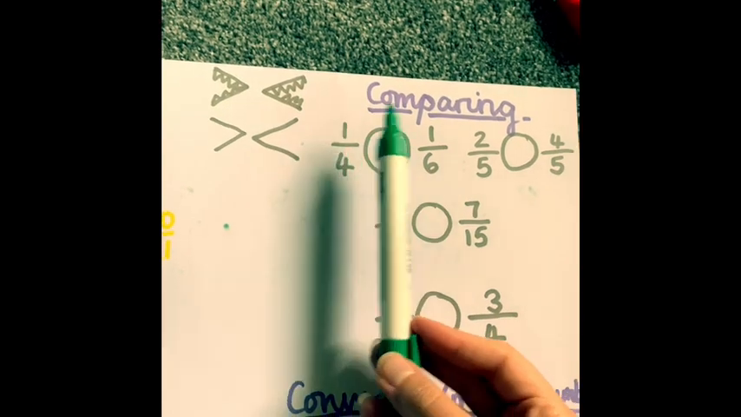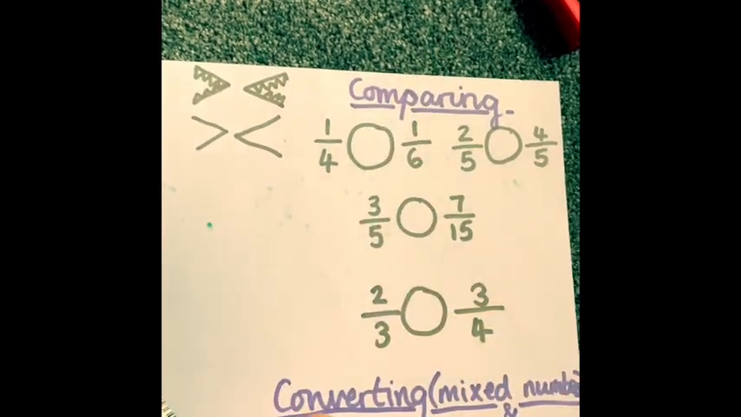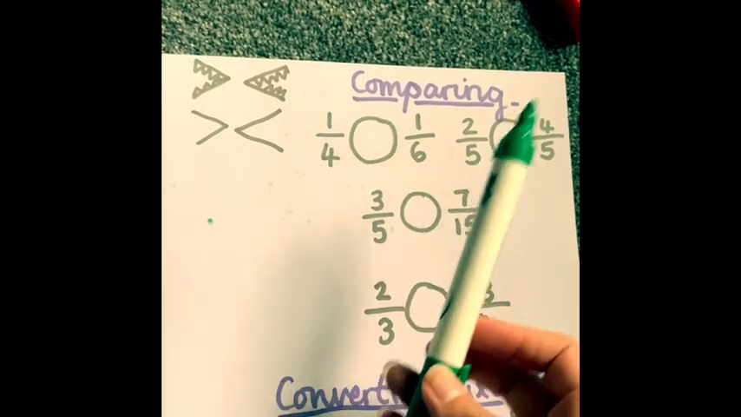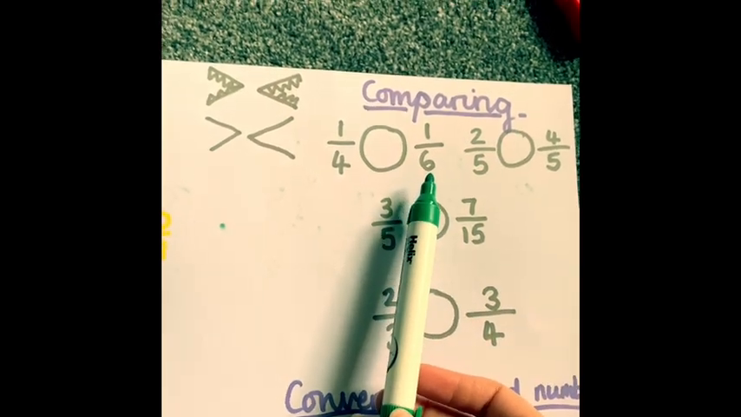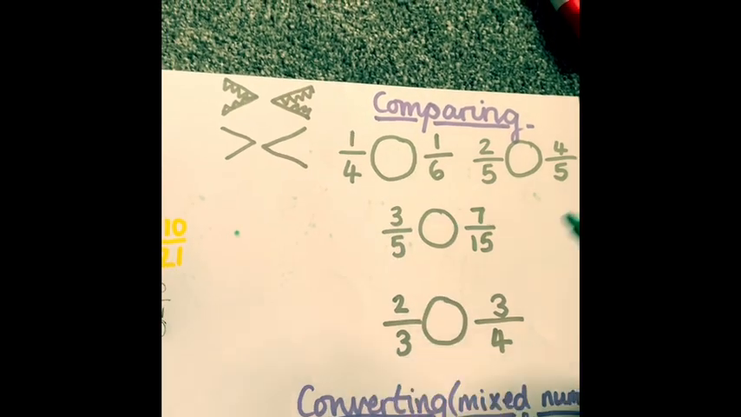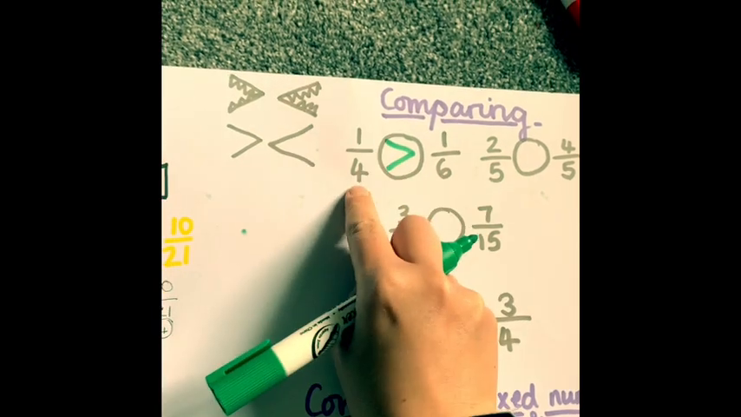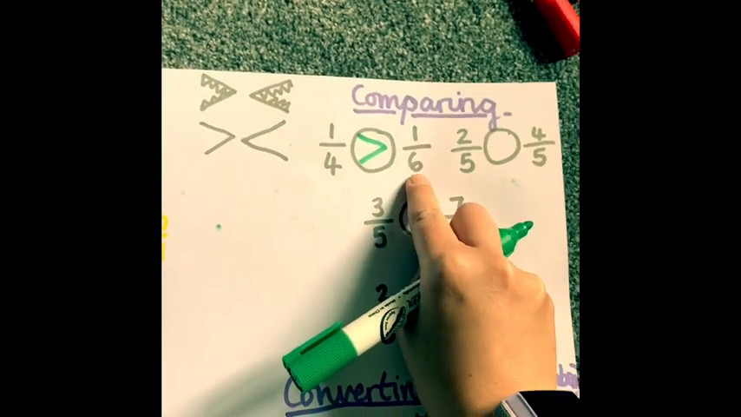We can see that the numerators are the same. And if you remember from the last one we looked at, if the numerators are the same, the bigger the denominator, the smaller the fraction. So because this is the biggest denominator, this is my smaller fraction, my crocodile wants to eat the bigger fraction. So we would say a quarter is greater than 1/6.